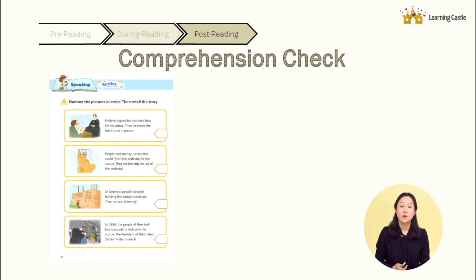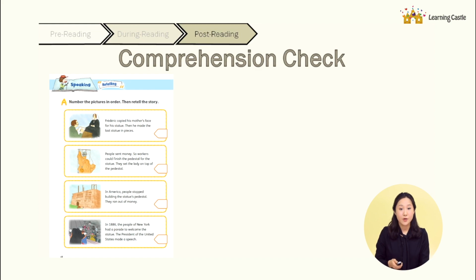And you can also do story retelling. This is a part of a speaking activity. Number the pictures in order, then retell the story. Right now, I won't go through it specifically, but when you're doing this with your students, you can actually read one by one. And students can ask questions about each sentence or words that they were not able to understand.